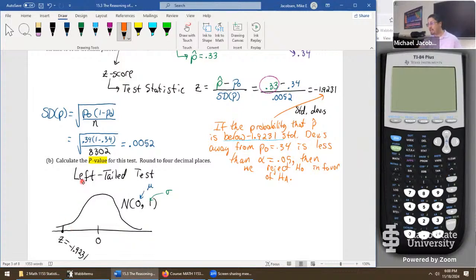So the left tail test is saying, go to the left of your test statistic, which means your probability comes right here. If it was a right tail test, we'd be taking the probability on the right of z, even if it's negative. So wherever z is, we want the area on the right. So left tail test says you want that area. That area is now the p-value.